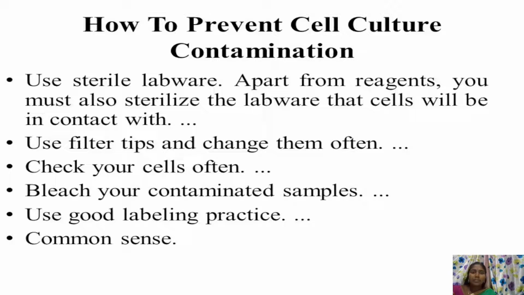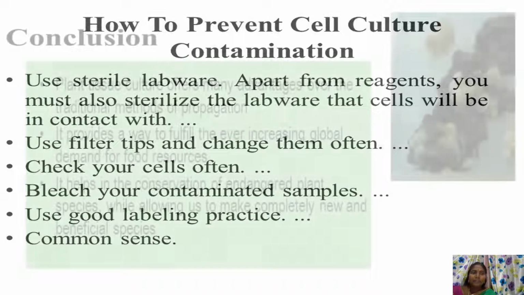Apart from this, which are the steps we can take to prevent cell culture contamination? We have to use sterile labware. Apart from reagents, you must also sterilize the labware that cells will be in contact with. Use filter tips and change them often, and check your cells often. Bleach your contaminated samples, and use good labeling practice and common sense.